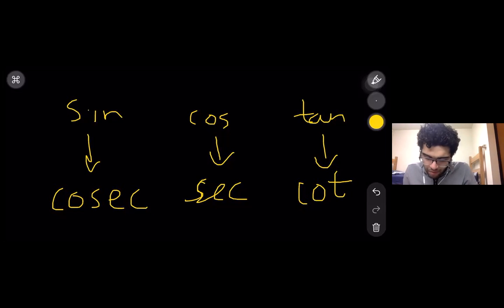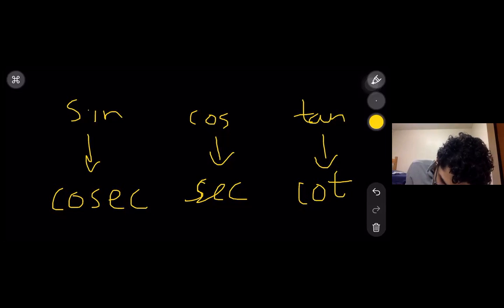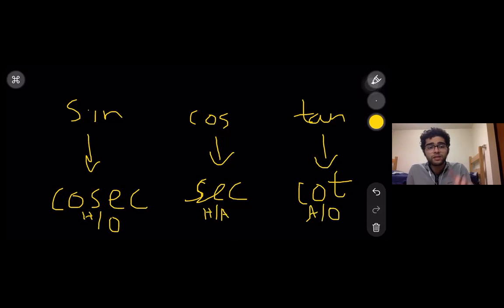So we can write them as what they are. This would be h over o, this would be h over a, and this would be a over o. So one is hypotenuse over opposite, then we have hypotenuse over adjacent, and then we have adjacent over opposite. Okay, so this is just a matter of getting used to it, and eventually once you see these everywhere, you'll know which is what. But I took quite a while to always remember what is cosec and what is secant.